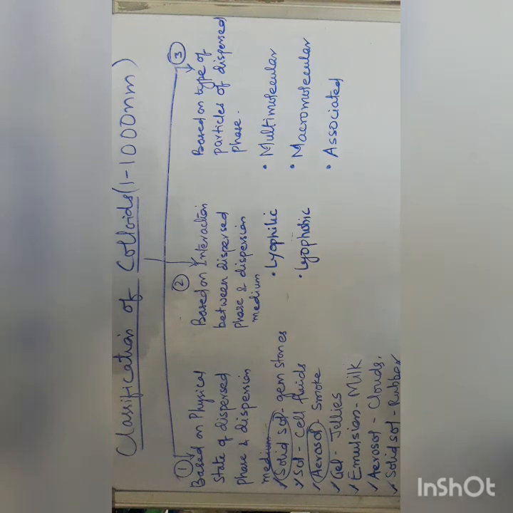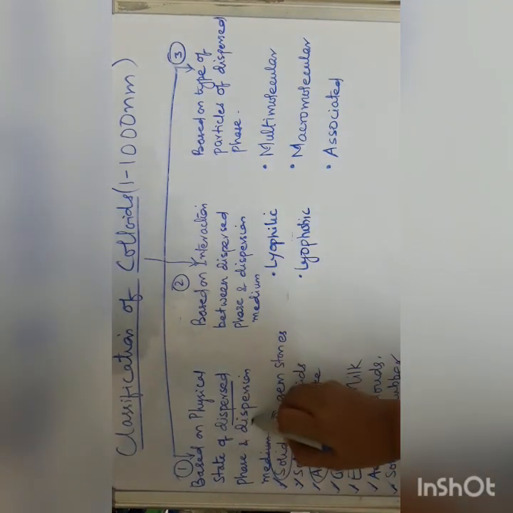Lastly, when the dispersed phase is gas and dispersion medium is a liquid, such a colloid is called as foam. Dispersed phase is a gas, dispersion medium is a liquid, such a colloid is called as foam. So soap lather can come in this, the froth of soap water, like the bubbles that come in it, so that is an example of foam. Then whipped cream, that is also an example of foam. So these types of colloids are classified on the basis of physical state of dispersed phase and dispersion medium.